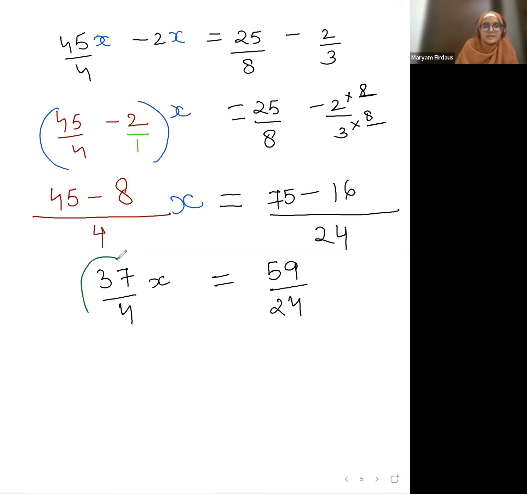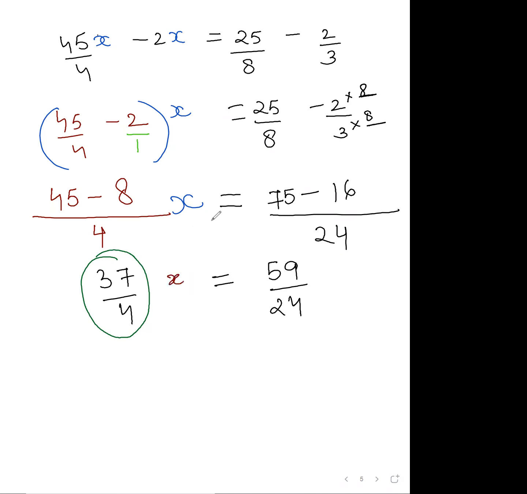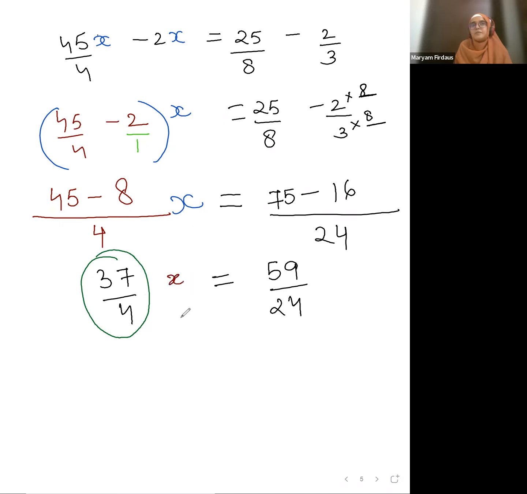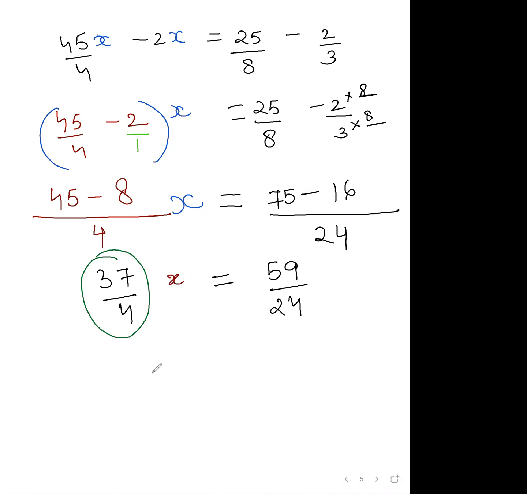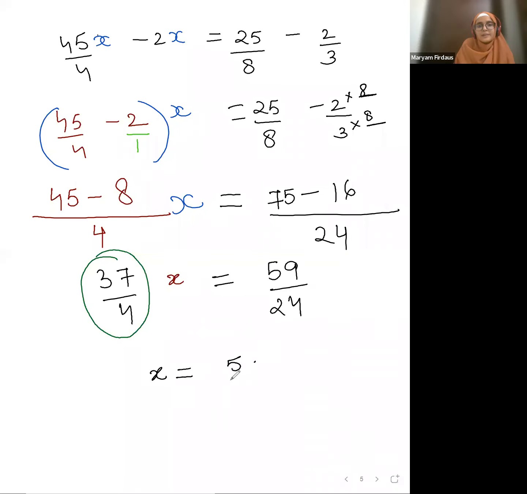Now we can send this 37 by 4, the entire fraction, to the right hand side, because what do we want on the left hand side? We want only x. So this 37 by 4 is being what with x? Multiplied, right? So we want its multiplicative inverse. So when it goes to the other side, what will it become? The multiplicative inverse of 37 by 4 is 4 by 37. Very good. So 59 by 24 will be as it is, multiplied by 4 by 37.